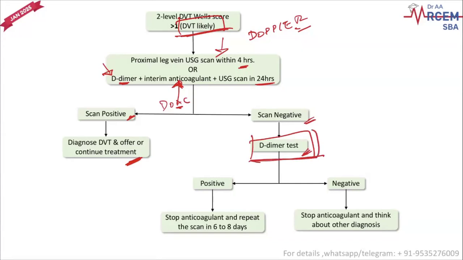So if the D-dimer is positive, what will you do? You stop the anticoagulants, but you ask him to come back after a week's time, that is after 6 to 8 days, to repeat the scan and see. If it is still negative, then you rule out the DVT. If the D-dimer has come as negative, then stop and think of some other diagnosis. It is not a DVT.